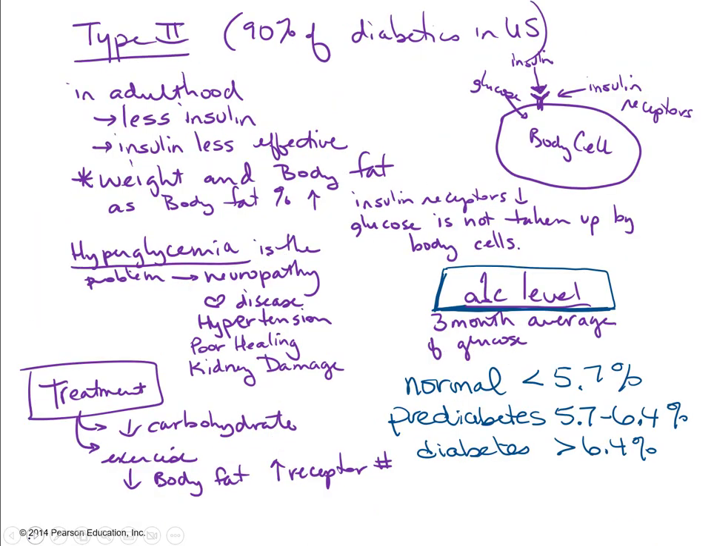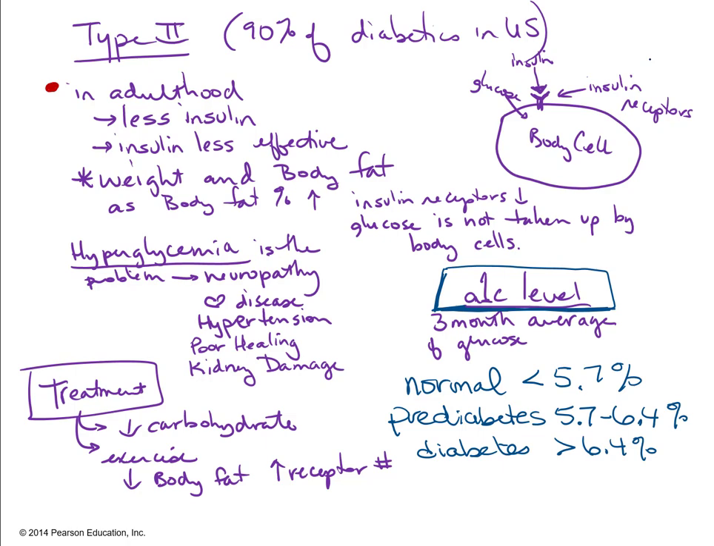This does not usually show up in childhood. This usually occurs as an adult. There are cases of type 2 diabetes in children, but in this, you have less insulin, and the insulin that you make doesn't work. So this little picture diagram that I drew is really how glucose gets from your blood into your cells.